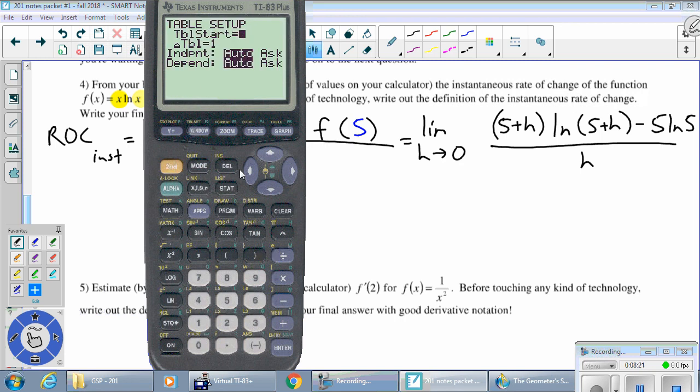And then if I go into table set and we change it to ask, then I can type in particular values of h. It's always h going to 0 for the derivative. So for example, 0.1 and 0.01 and 0.001. I can try putting 0 in, but it's going to give me an error every time I do a difference quotient. But then we should also do some negatives.